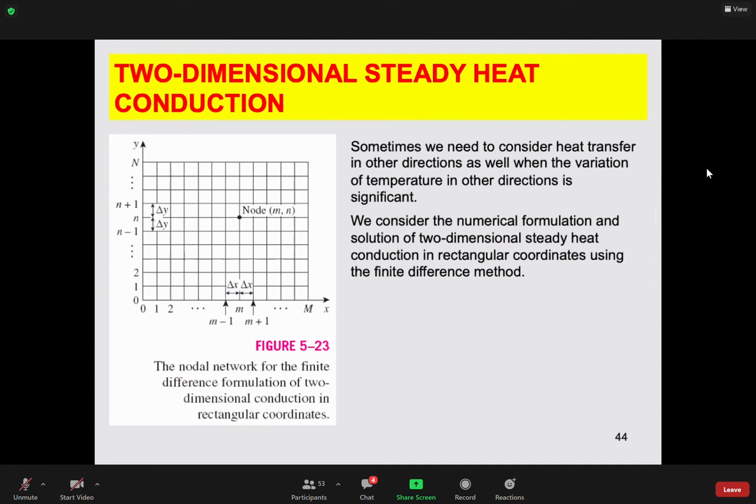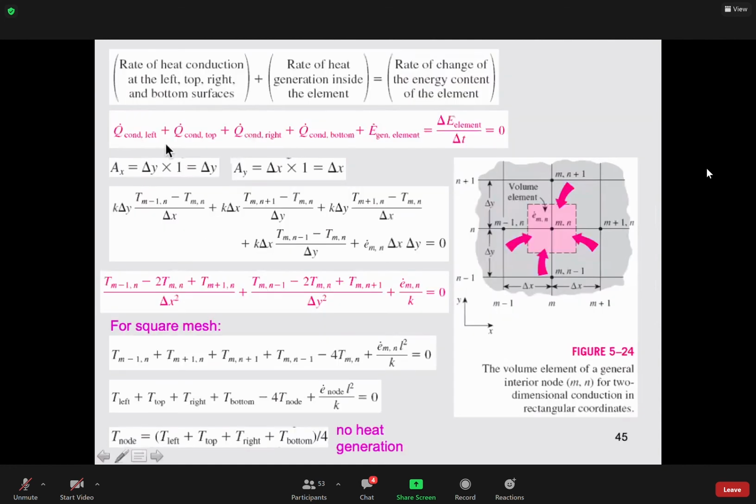Therefore look at here, I can write the equation here, and I mentioned rate of conduction, left, top and bottom, and so on. Okay, therefore these are the conduction coming from this part, this part, this part, and this part. The rate of conduction coming to this node plus how much has been generated inside this node is equal to the rate of change of energy. But here we assume this term is equal to 0. Again, the same thing we did for steady state.